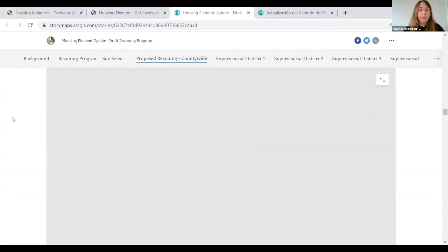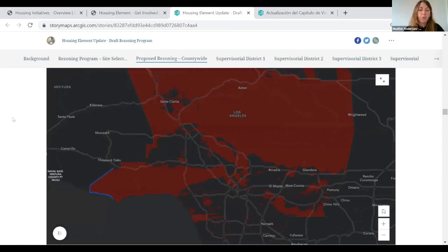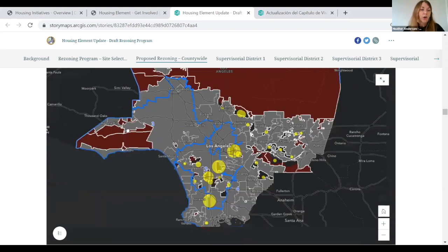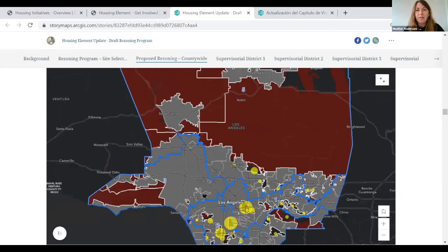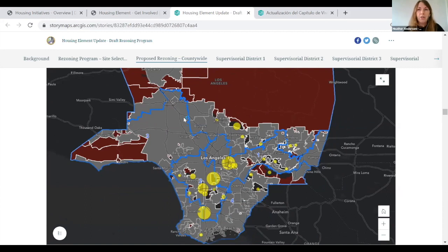So this map, as soon as it loads, will give you a sense of the distribution of sites proposed for additional housing opportunities throughout unincorporated communities. The larger the yellow circle, the more sites are proposed. So here is East LA. And as you can see from the large yellow circles, the South County has the largest numbers, and there's some distribution through the San Gabriel Valley as well. I just want to reference again that the areas in red are the areas that have natural and environmentally sensitive constraints on them.